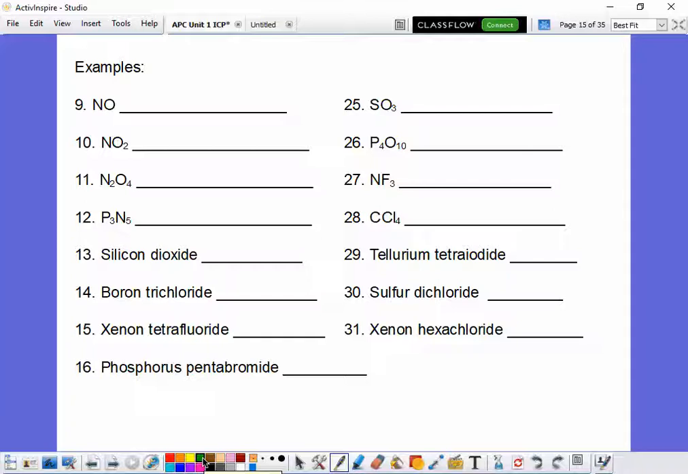What do we use when we name covalents? Prefixes. The second element, the second nonmetal in your covalent compound, its ending gets changed to -ide, and you always give it a prefix. The first element's name doesn't change. You only give it a prefix if there's more than one. Remember, you never put mono on the first element. Okay? So for example, in number 9, how would we name that? Nitrogen monoxide.